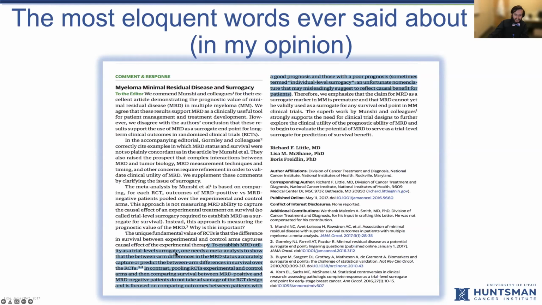To establish MRD as a trial surrogate, one needs a meta-analysis to show that between arm differences in MRD status accurately capture or predict between arm differences in survival. In contrast, pooling RCTs, which is randomized controlled trials, experimental and control arms, and then comparing survival between MRD positive and MRD negative patients does not take advantage of the RCT design and is focused on comparing outcomes between patients with a good prognosis and those with a poor prognosis. So this analysis does not establish surrogacy. For surrogacy, you want to look for each arm, how much the difference in MRD negativity rates correlates with the difference in something that actually really matters, like overall survival, right?